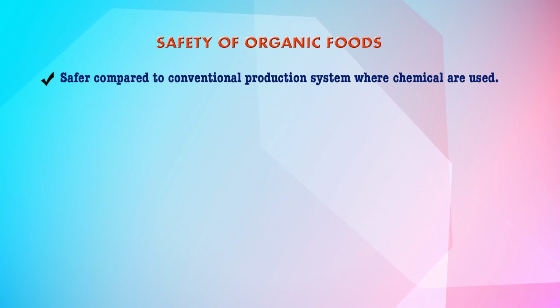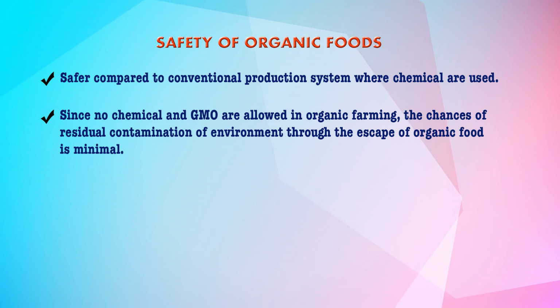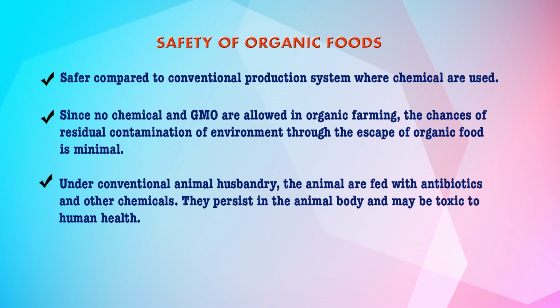Coming on to the safety of organic foods. Definitely organic foods are safer when compared to the conventional production system where chemicals are being used, and since no chemicals or genetically modified organisms are used, we are really safe to consume these products. Since these are not allowed in organic farming, the chances of residual contamination of the environment through escape are quite minimal.